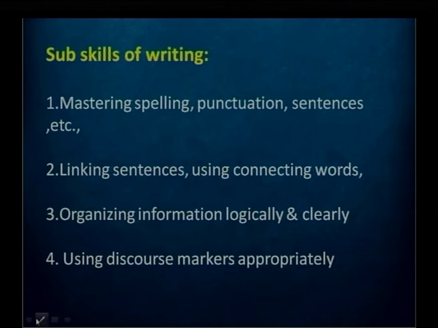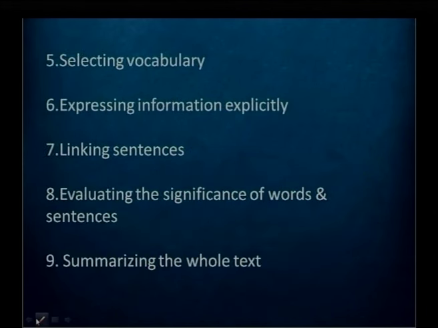Next one, using discourse markers appropriately. So what type of discourse markers are we using exactly? Those should be appropriate. Then only will the reading be very comfortable. Next one, selecting vocabulary. Proper and well-known vocabulary should be introduced in writing. If the vocabulary is unknown, automatically it gives a gap between the reader and the writer. So vocabulary is a major part.